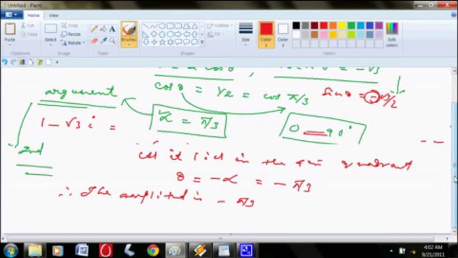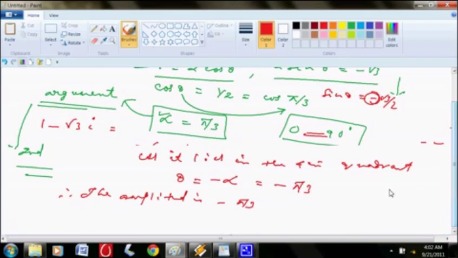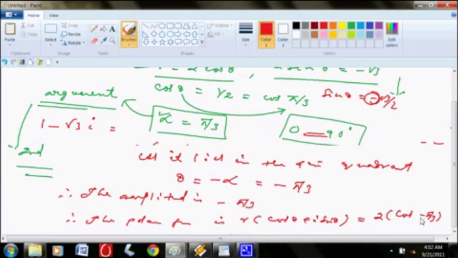If the question asks to find the polar form, therefore the polar form is r into cos theta plus i sin theta, where r we got as 2, so it is 2 into cos of minus pi by 3 plus i sin of minus pi by 3. It's as simple as it is.